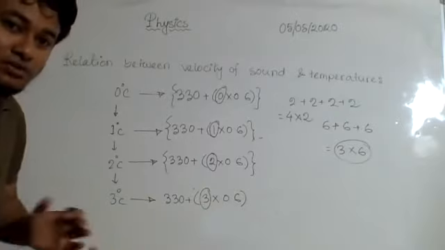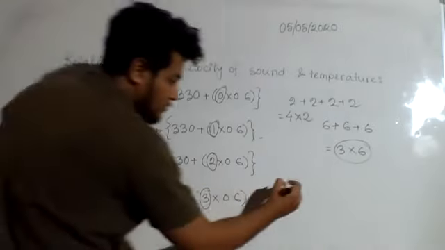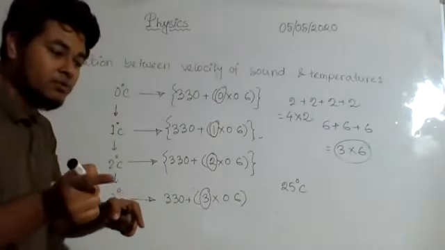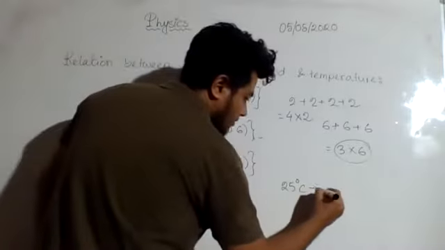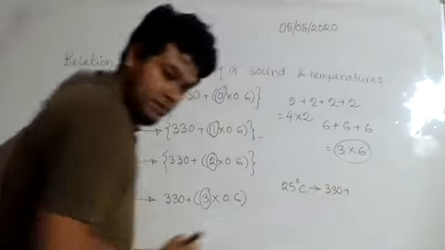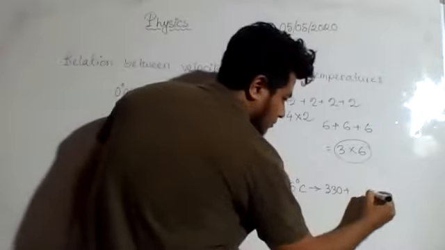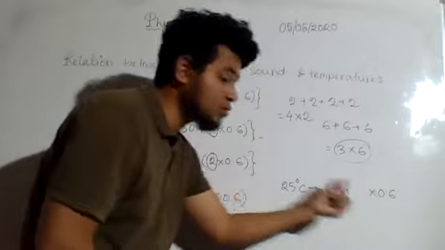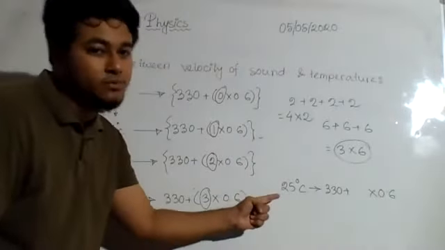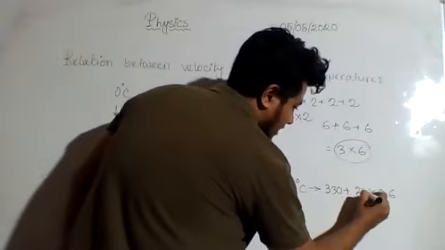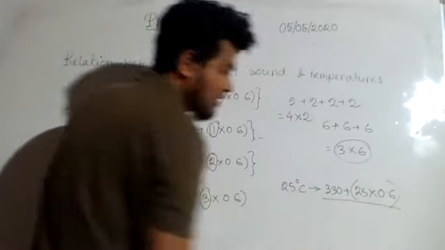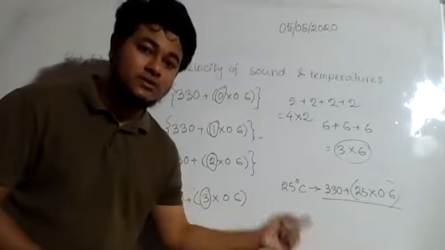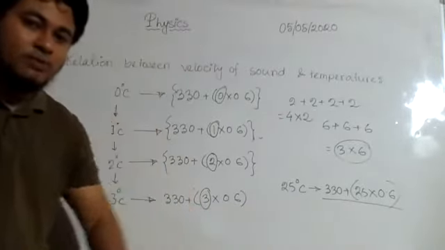Now, if I continue like this and I ask you, what will be the velocity of sound at 25 degrees Celsius, you will be able to tell me very easily. How? You will say, sir, 330 plus will be there. Yes, I agree. Then multiply by 0.6 will be there. But before 0.6, what number will be there? The temperature will tell you. So 25 into 0.6 will be there, and you can do this in your calculator and it will give you the answer. It will tell you the velocity of sound at that temperature. Do you understand my point?